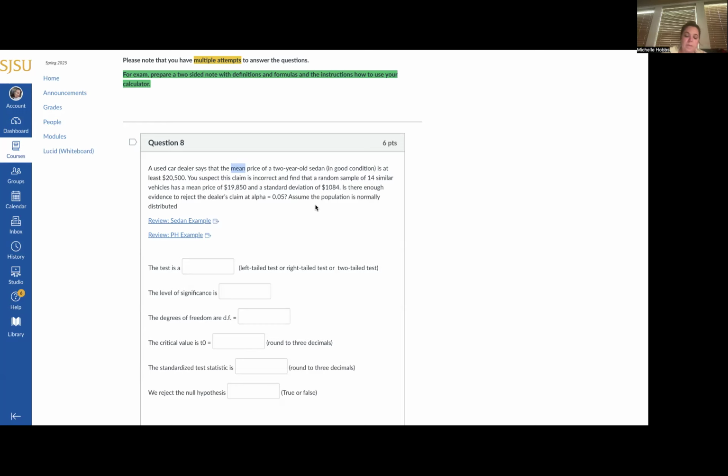As a statistician, you're going to randomly select 14 similar vehicles and calculate the mean and the standard deviation of your sample. So all of this information is about your sample. The mean price of the sample is $19,850 and the standard deviation is $1,084. The standard deviation is for the sample, not for the population. Is there enough evidence to reject the dealer's claim at 5% level of significance?